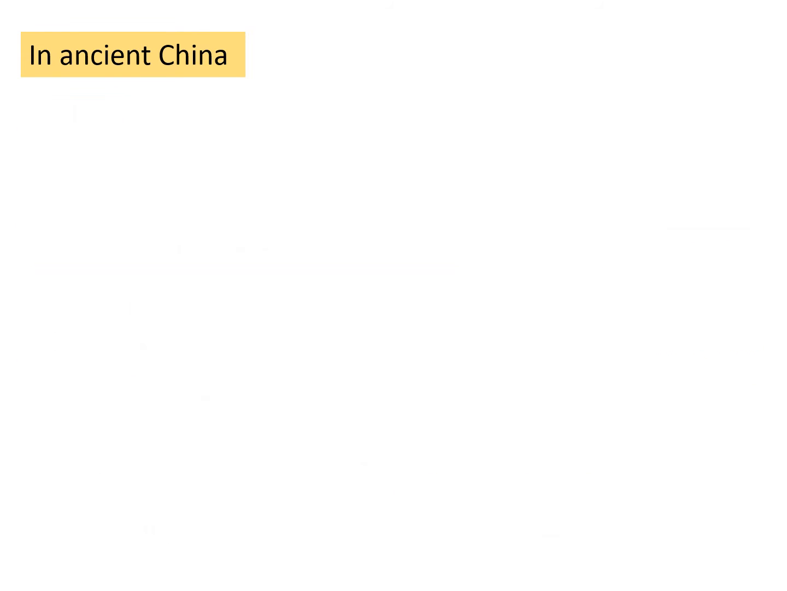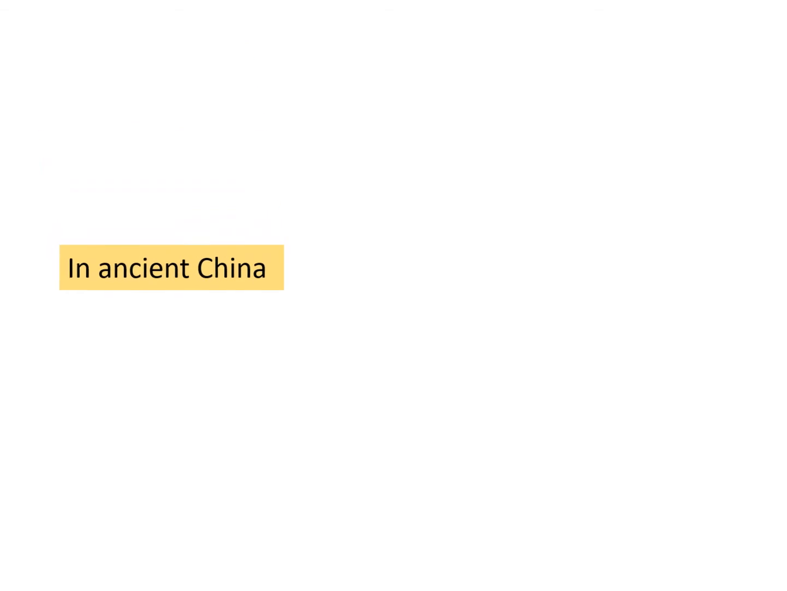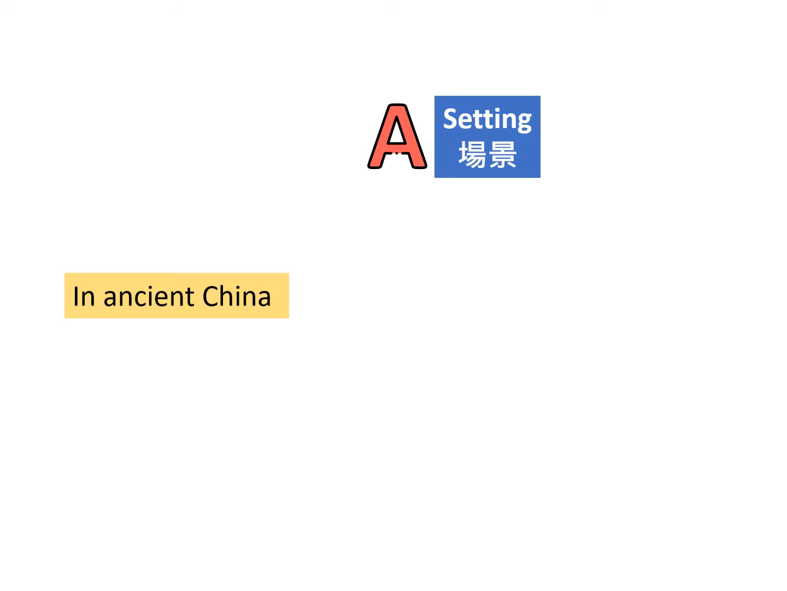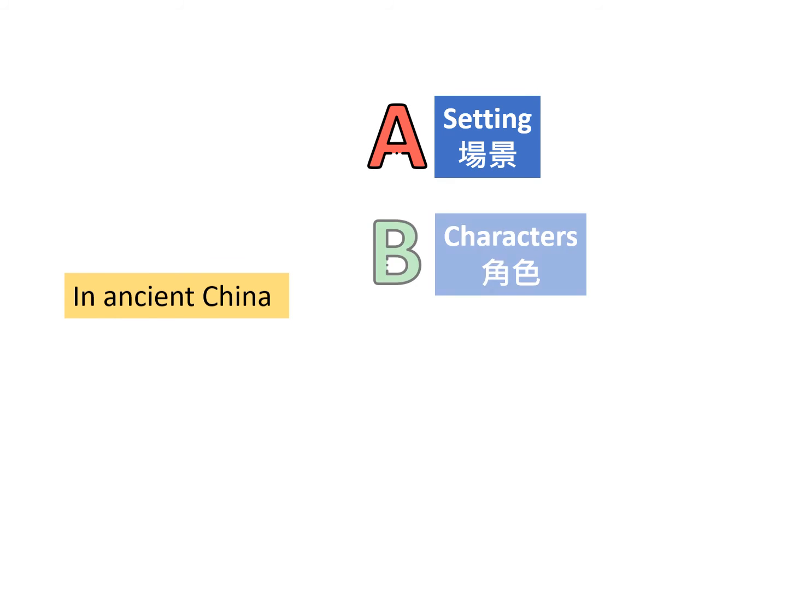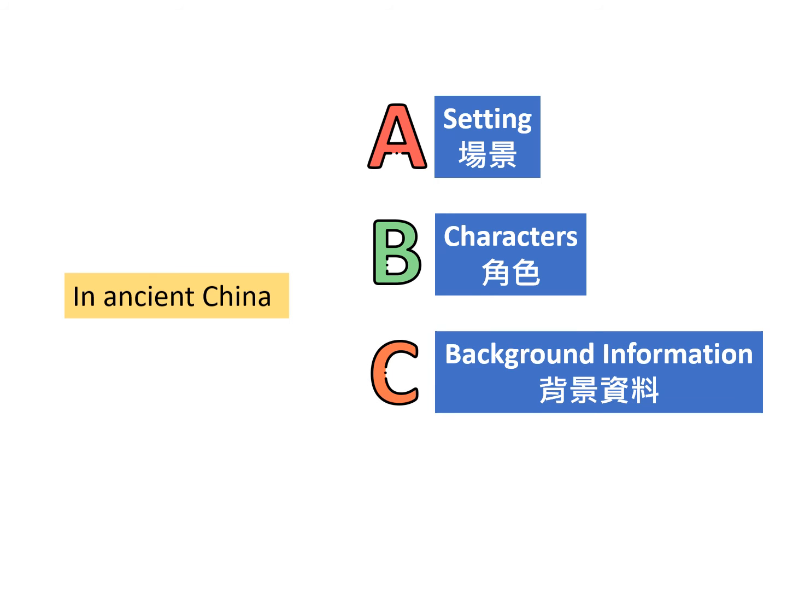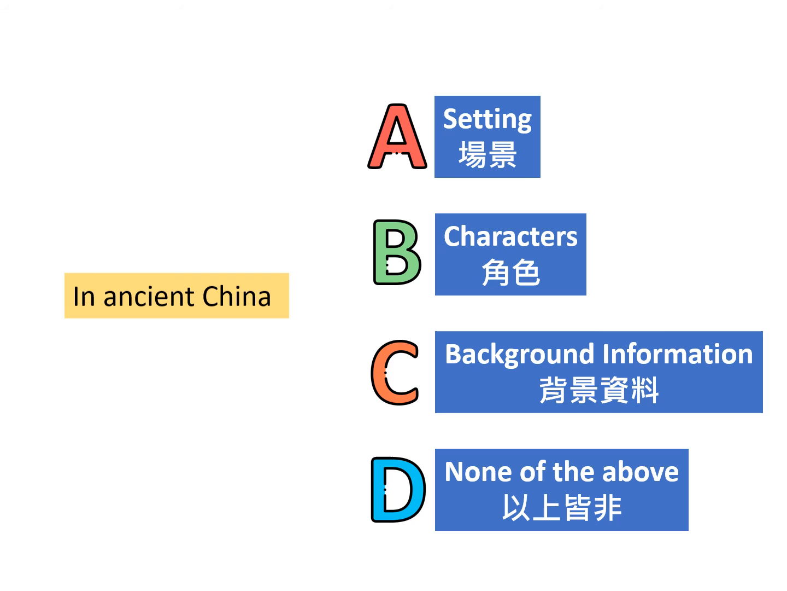Take in ancient China, for example. Is it A, the setting of the story, B, a character, C, the background information, or D, none of the above? Feel free to pause the video to think. You have 5 seconds.